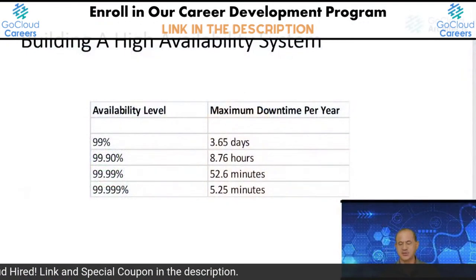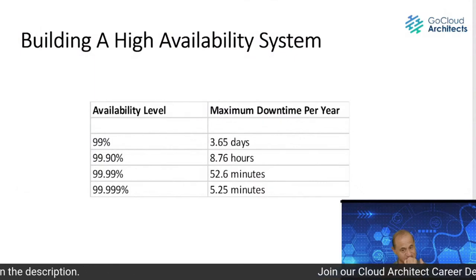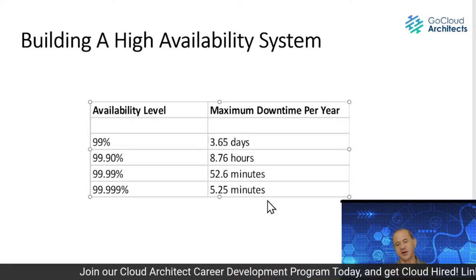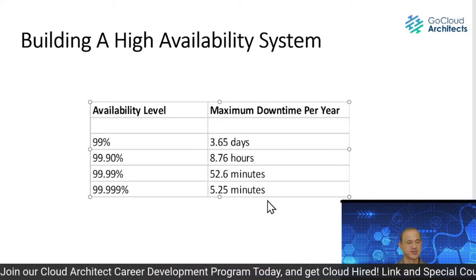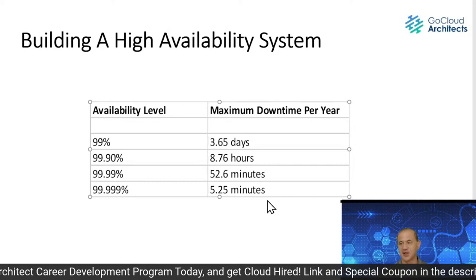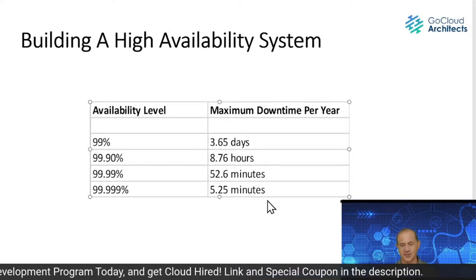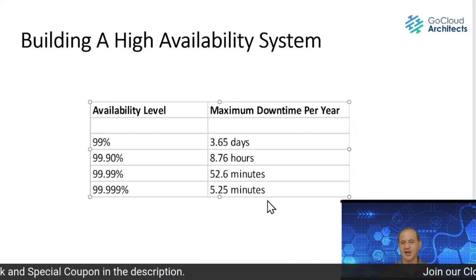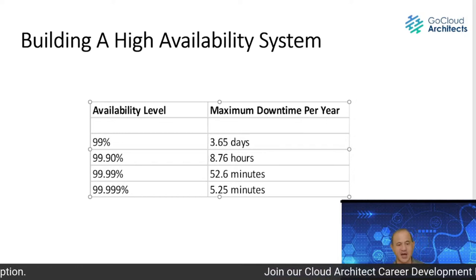These are what those numbers look like metric-wise. As you can see, 99%, not real good. 99.9%, still 9 hours of downtime per year. If you're lucky, that's what you're going to get from your home internet service. 3 nines. 4 nines, relatively highly available network. 5 nines, 5 minutes and 15 seconds of downtime per year. Look at that. That's seriously high availability.